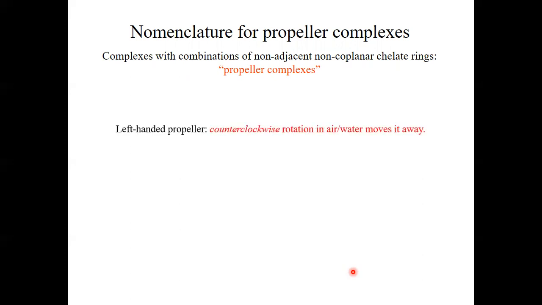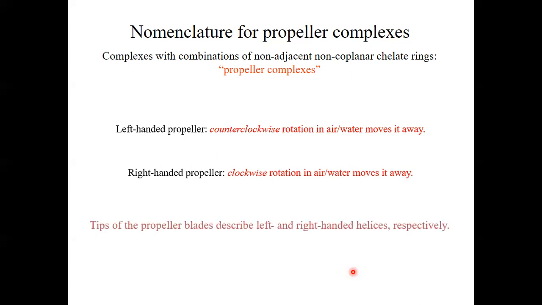Okay, so when we talk about a left-handed propeller, then we mean that we have counterclockwise rotation in the respective medium as the propeller moves away from us. And if we have a right-handed propeller, then we have clockwise rotation. So what does that mean? That means that the tips of the propeller blades describe left and right-handed helices respectively.